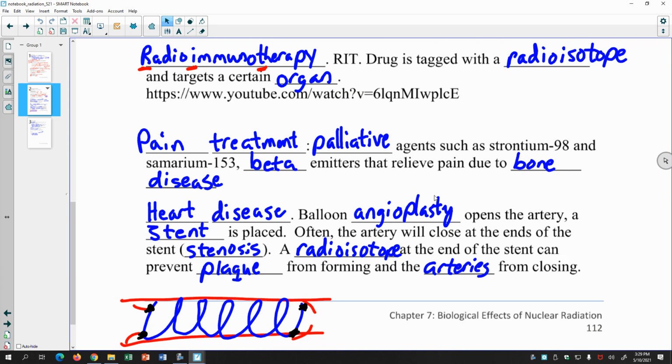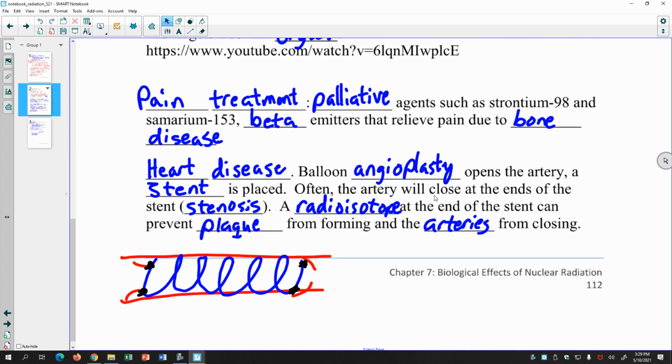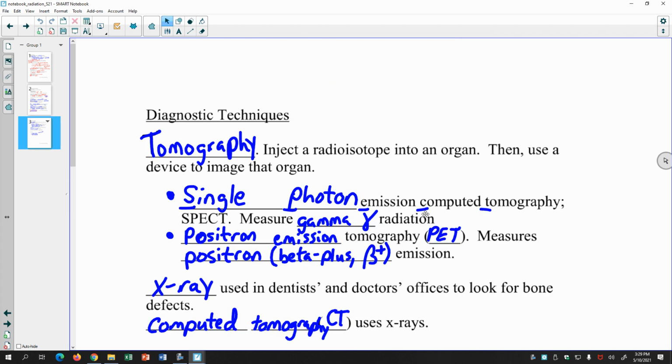The pain treatment, where you have these palliative agents. Heart disease, remember we talked about angioplasty. After they do angioplasty, they open up that artery. They'll embed nuclear material in the end of the stent. That just keeps plaque from forming there and prevents stenosis.